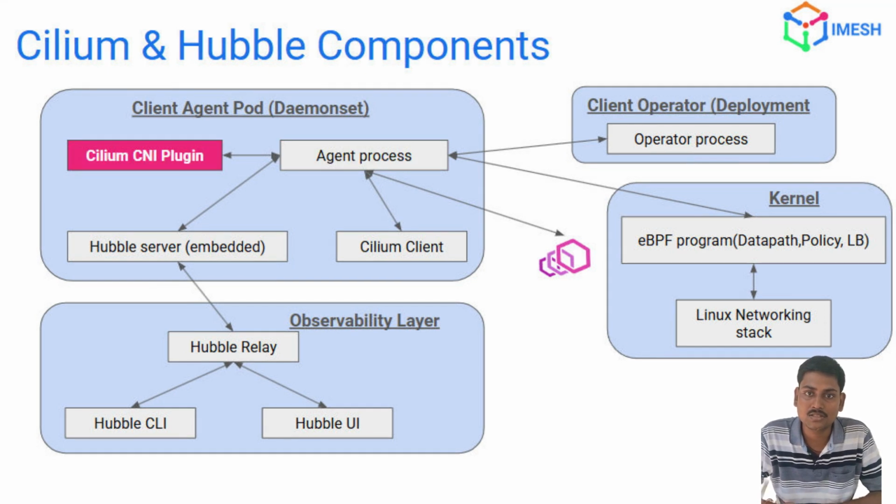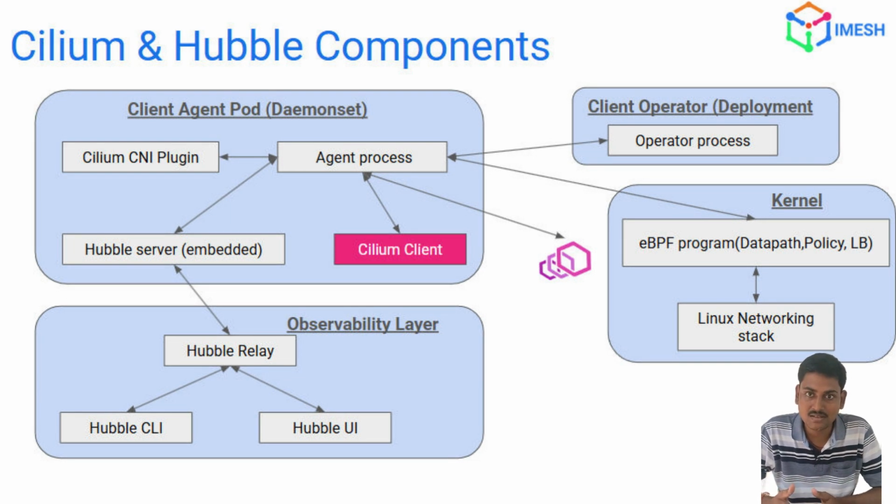Next up is the Cilium CNI plugin. When a new pod is created, this plugin is the first on the scene. It acts like a network plumber. It talks to the agent process to get the pod's IP address and connects it to the Cilium network, ensuring all the security rules are applied right from the start.